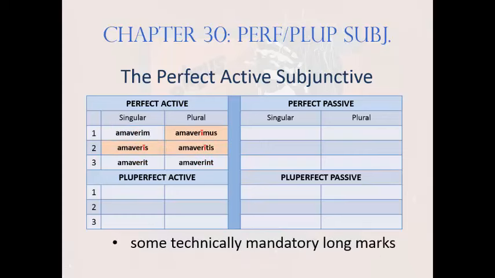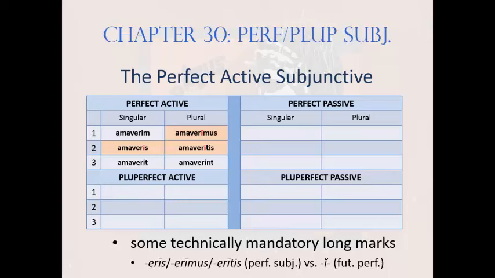Actually, there are more differences, because the perfect subjunctive features long marks in its second-person forms and first-person plural, eris, eritis, and erimus, whereas all those I's are short in the future perfect indicative. In other words, the Romans could hear a difference between you have loved, amaveris, and you will have loved, amaveris. And so the long I's in the subjunctive should be mandatory long marks, technically.